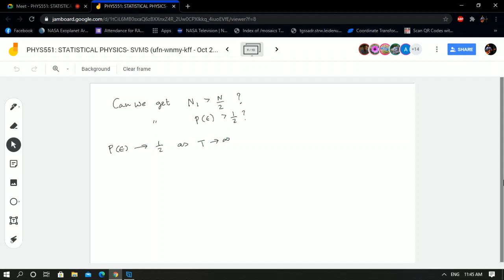So can I do something, or can I use some system, of course a two-level system, such that P of epsilon goes to some value, let's say r, as T goes to infinity, where this r is greater than 1 by 2.